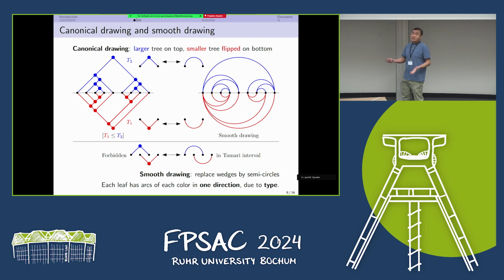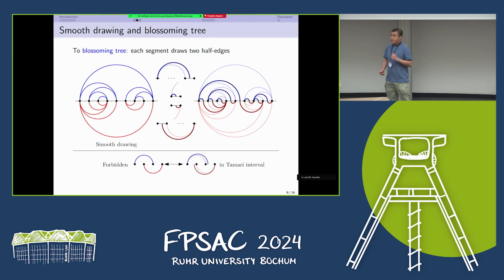If it's on the right, then it will be on the right. Okay? So this is an observation that we're going to use. Now, with the smooth drawing, which I think should be clear, we can obtain the blossoming tree by drawing a graph a bit locally. So how do we draw it?